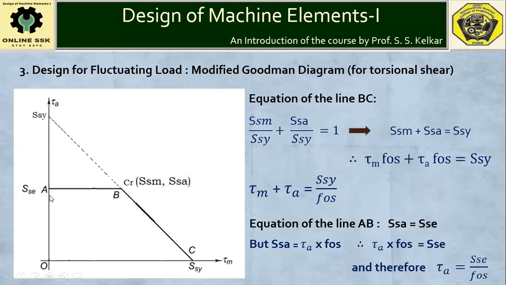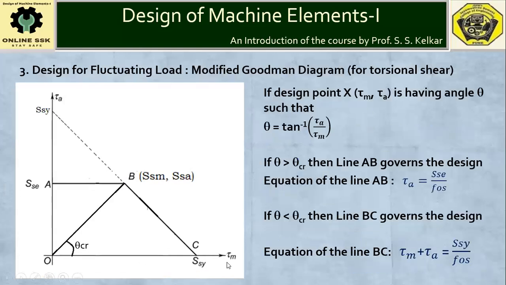Now we have found out equations for both the dominating lines, line AB and line BC. Now intersection of line AB and line BC, that is point B, point of intersection of these two dominating lines is considered as critical point. Critical point will subtend angle theta critical with x-axis. This critical point, point B, will subtend angle theta critical with x-axis.